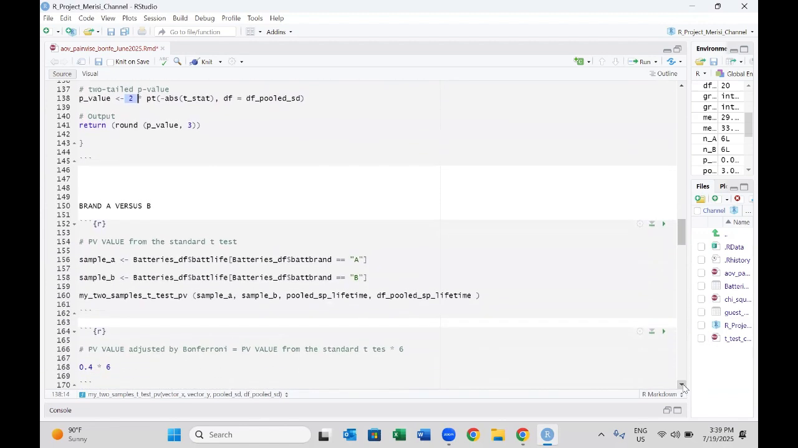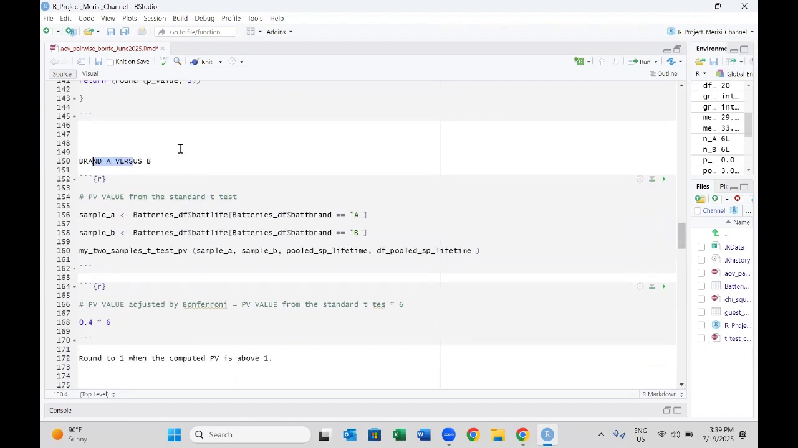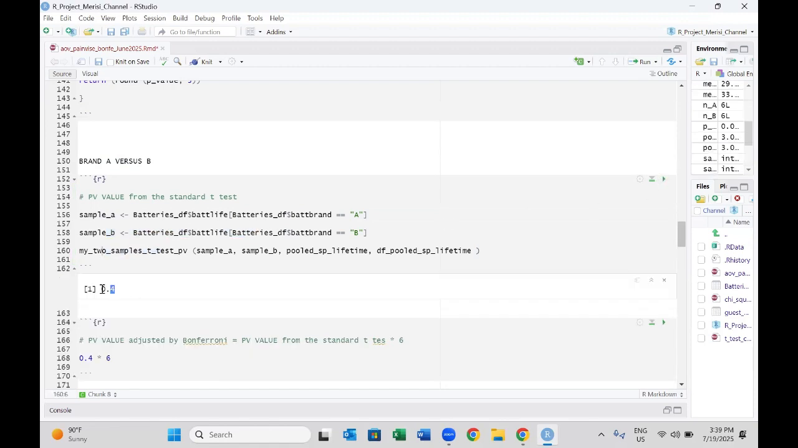Now I'm going to use that function to apply a standard t-test for each pair, and then I'm going to multiply that p-value by 6, okay? So let's get the p-value from the standard t-test for these two brands. Here I have the battery lifetime data for brand A, here for brand B, and now I'm going to apply my function, and ta-da, that's the p-value for the standard t-test.